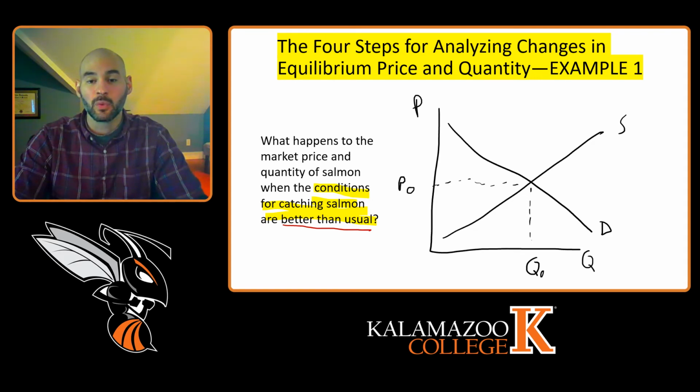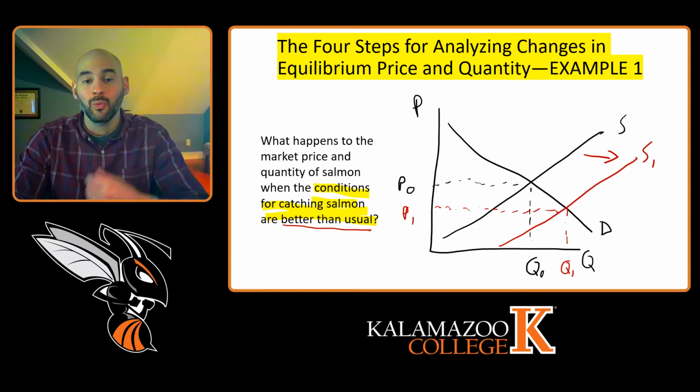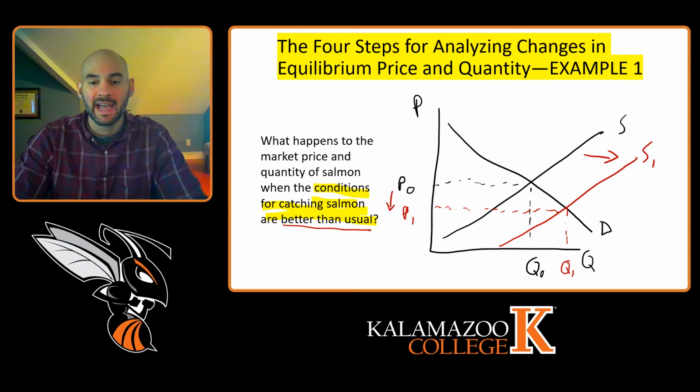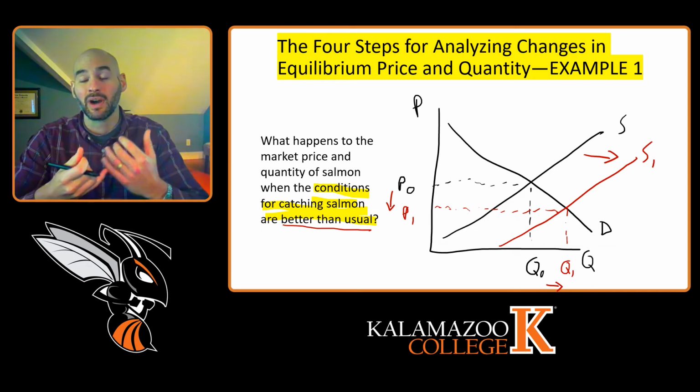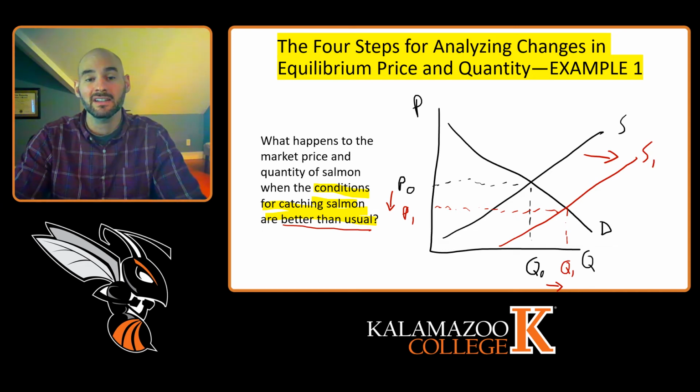So the final step then is to draw this new rightward shift in the supply curve on our original graph, indicate that supply is increasing, and find our new equilibrium quantity and our new equilibrium price. So when there's an increase in supply, such as is the case here, we see price go down and quantity move to the right, quantity increase. So we know that there is more salmon available at a cheaper price. So we can predict, based on these conditions, that the price of salmon is going to decrease and there's going to be more salmon bought and sold.